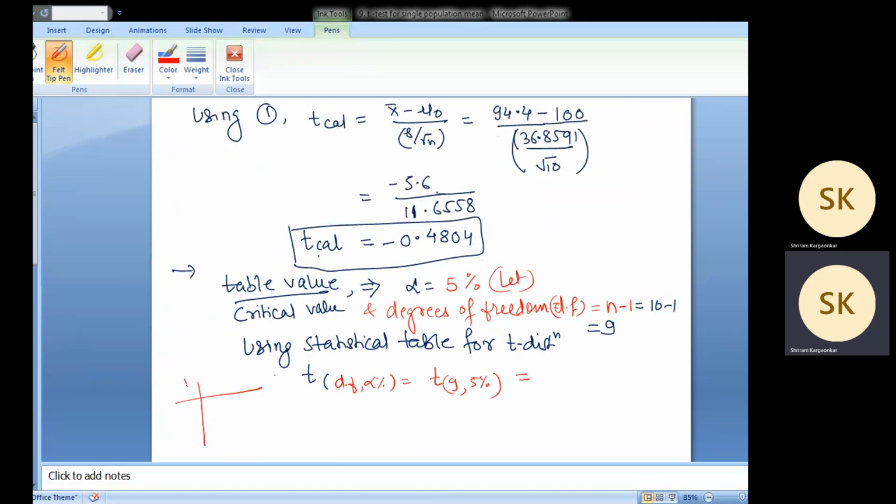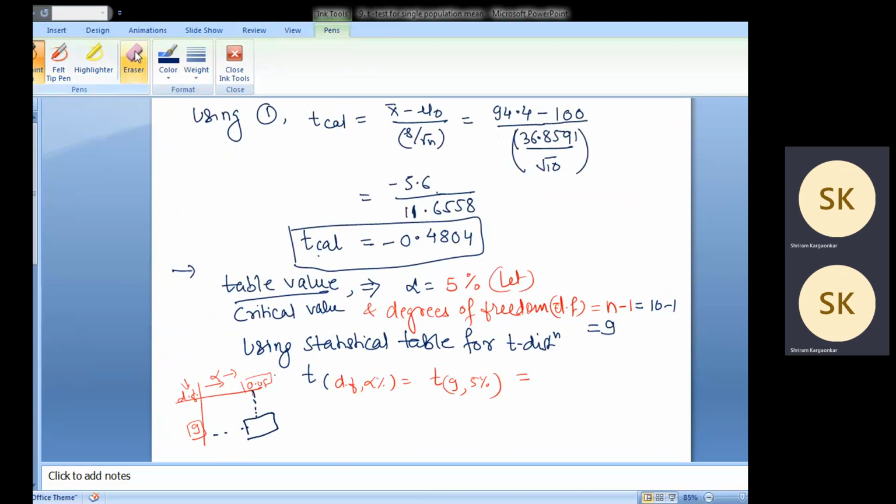In the table, in the first column, you have degrees of freedom, and here alpha values are there. You have to see first of all the degrees of freedom over here, and alpha is 0.05 mentioned here. So the intersection of it, whatever the value at the intersection. So from the table I can see, at 9 degrees of freedom and for 5%, the value 2.262.